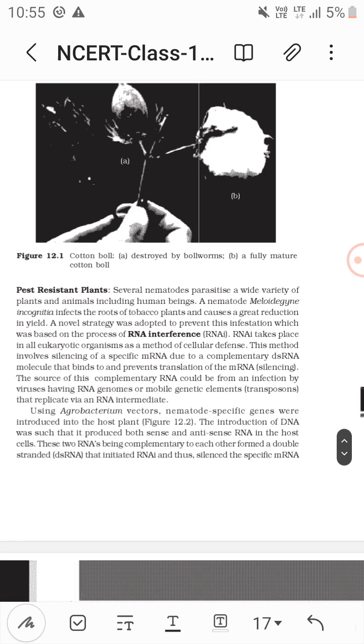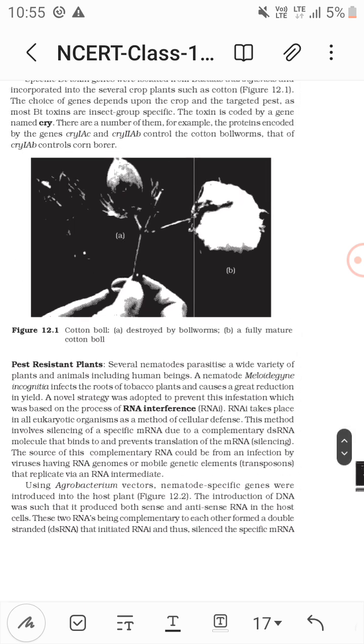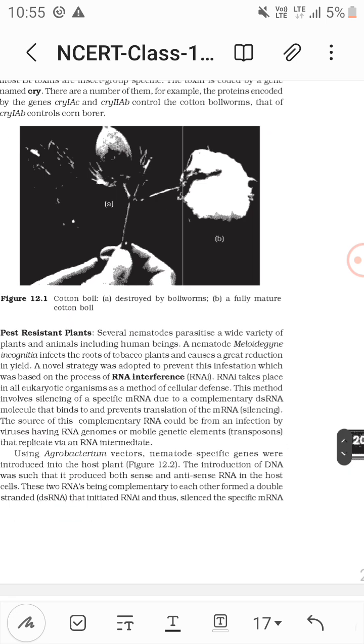Now there are cotton balls. Cotton ball destroyed by bollworms, and a fully mature cotton ball in the second diagram. In the first diagram it shows a ball destroyed by bollworms.